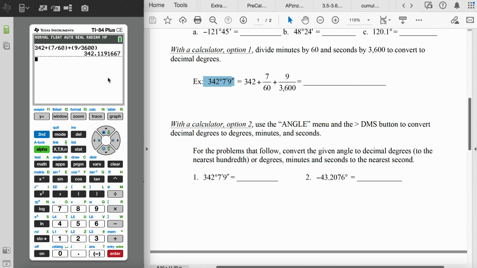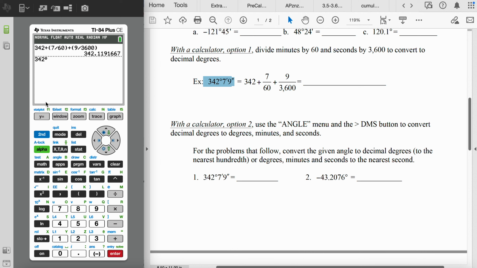The other way we can do this is we can enter this angle directly into our calculator using degree, minutes, and seconds symbols. So we're going to start by typing in 342. And the way that we can get to our degrees and minutes symbol is in our angle menu. You can see here it is right above that apps button. So I'm going to hit second apps, and you can see our first option is that degree symbol. So I'm going to choose that.